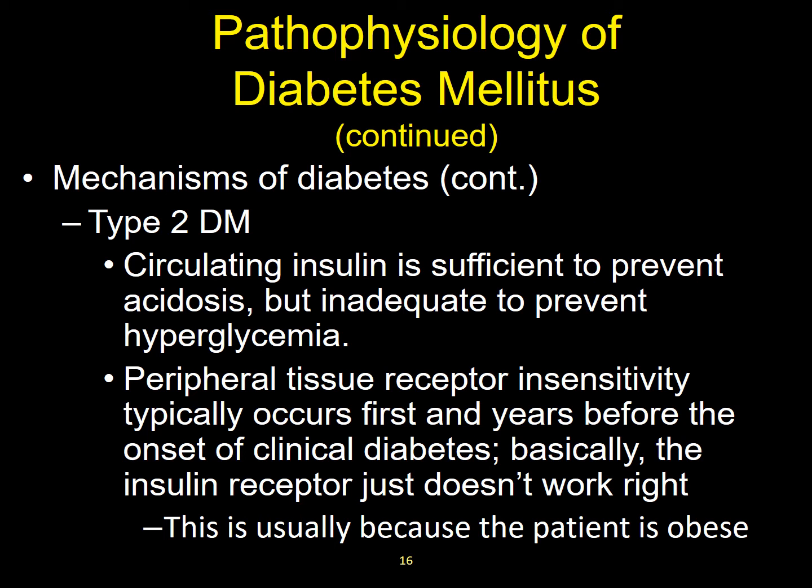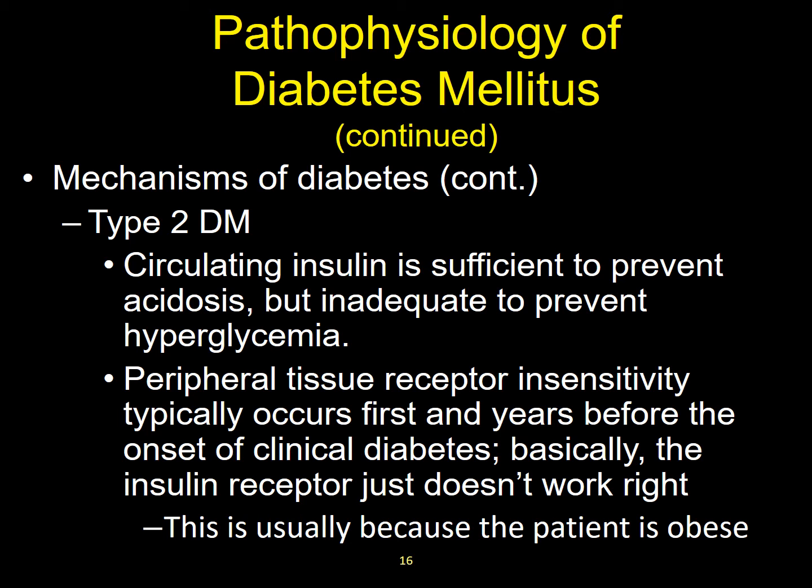Most of the time, we don't find it until we just do a screening for somebody. So that's what I mean when I say in type 2, because there is some insulin, remember there's a relative deficiency, not an absolute deficiency. Circulating insulin is sufficient to prevent acidosis, but inadequate to prevent hyperglycemia. So over time, the patient will become hyperglycemic, and all of the consequences of hyperglycemia happen.